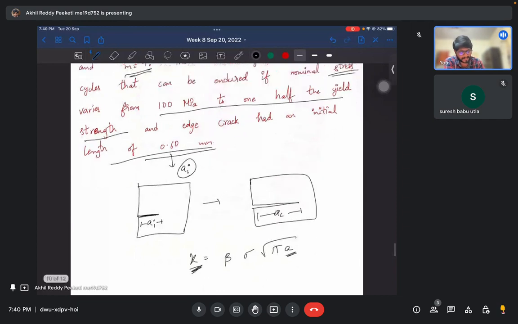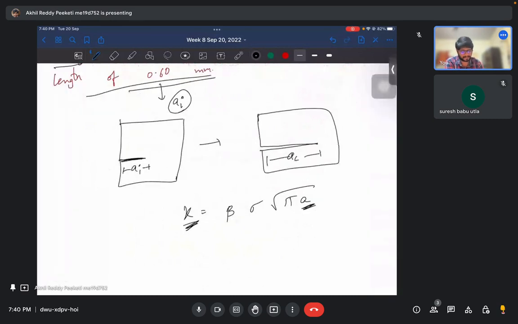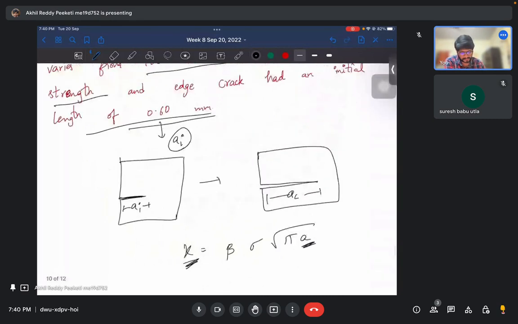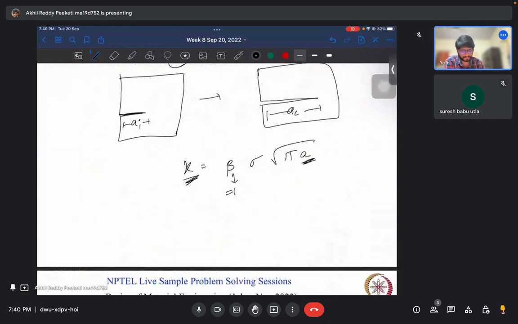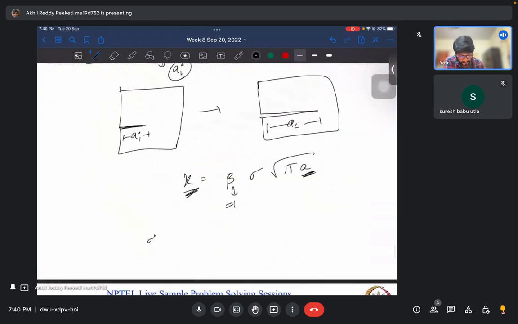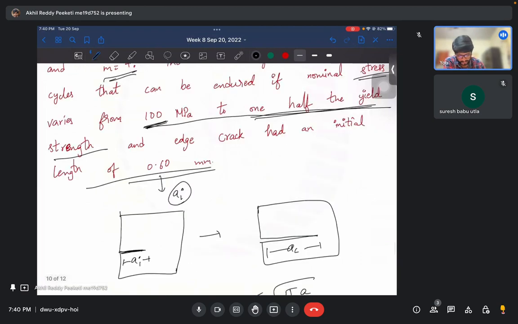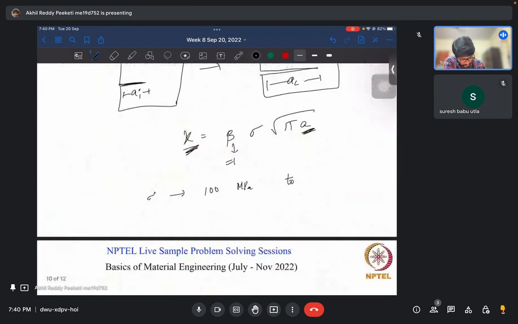That is where this Paris law comes into the picture. First, let's get this failure crack length a_c. Because no geometry factor is given, we will take beta as 1. Then we are given that the stress is changing from 100 MPa to 1/2 of the yield strength. So sigma is varying from 100 MPa to 1/2 of the yield strength. Half of 500 MPa is 250 MPa.